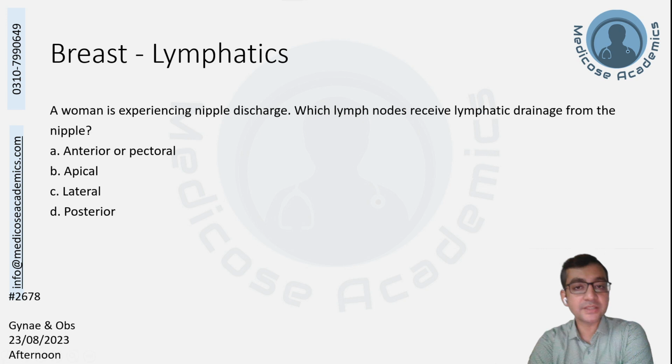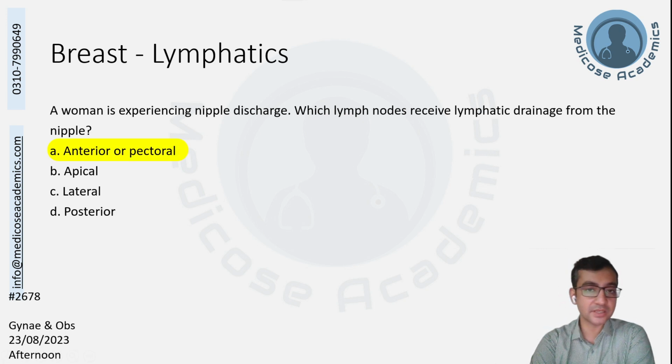A woman is experiencing nipple discharge. Which lymph node receives lymph drainage from the nipple, as we discussed in the posterior, anterior, or pectoral group of nodes?